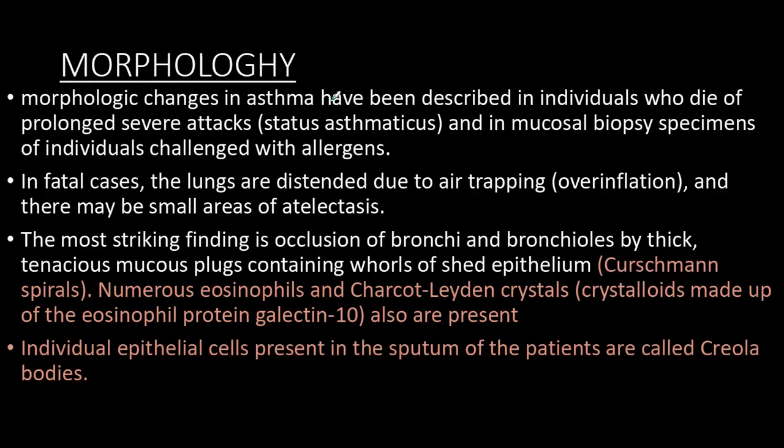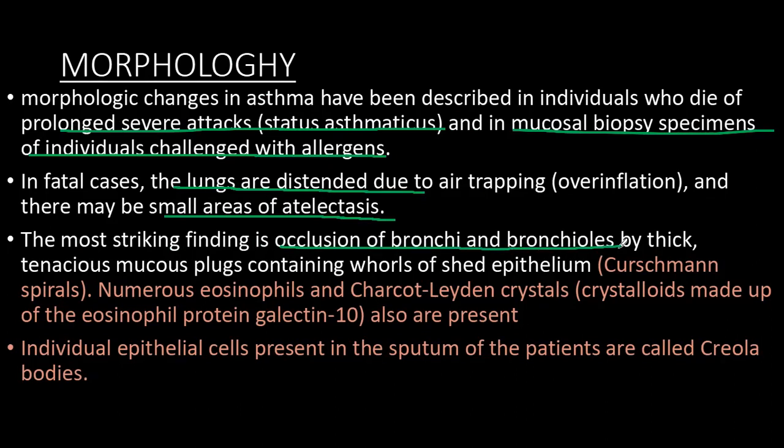Now, morphology. These changes have been described in individuals who die due to prolonged severe attacks, or patients who have what is known as status asthmaticus, or in mucosal biopsies of individuals who are challenged with allergens. In fatal cases of asthma, the lungs are usually distended due to overinflation, and there may be small areas of atelectasis. The most striking finding is the occlusion of the bronchi and the bronchioles by thick, tenacious mucus plugs.